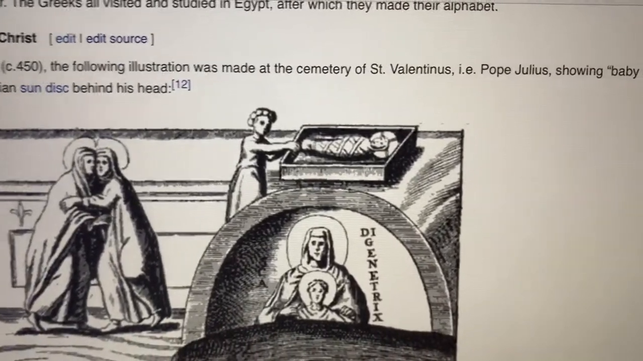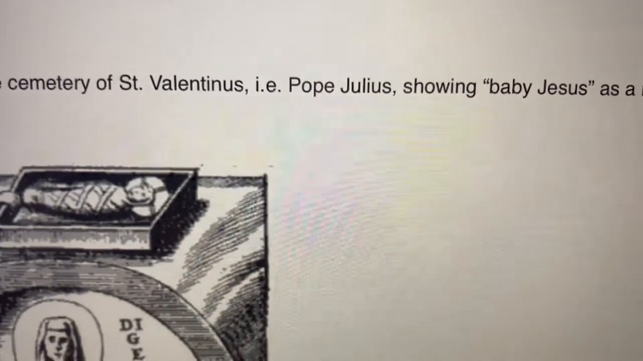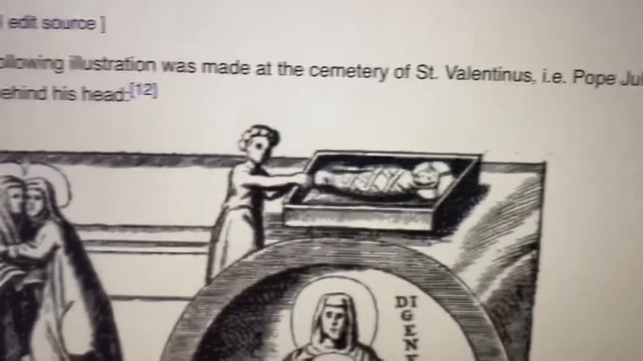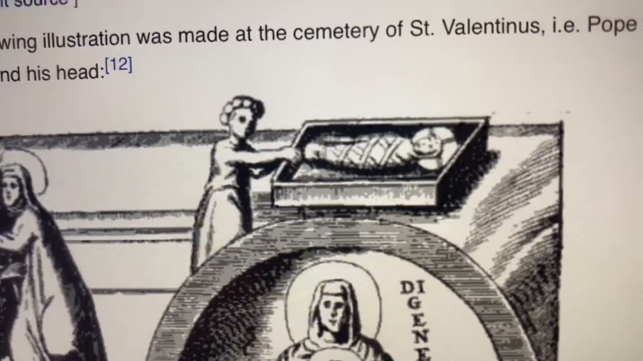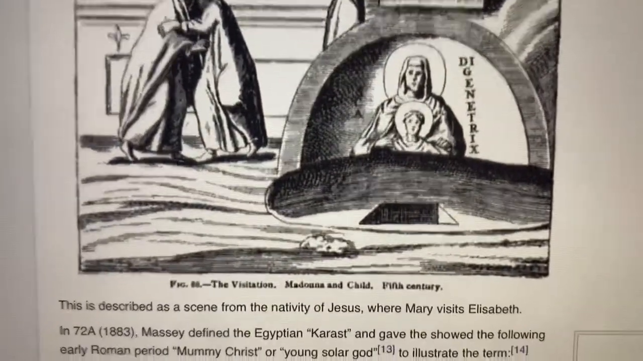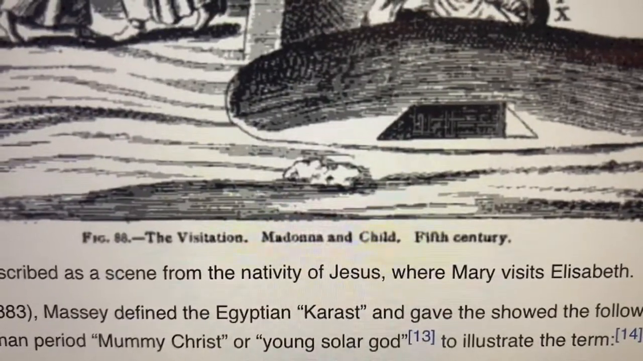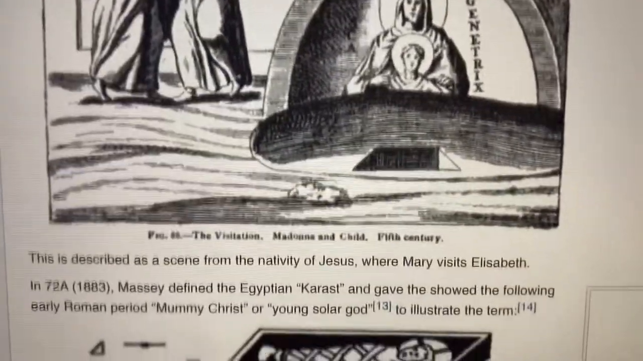And it comes from the cemetery of St. Valentinus. That is Pope Julius. It's the baby Jesus as a mummy. And this was made in 450 AD. And this is the Visitation, Madonna and Child.